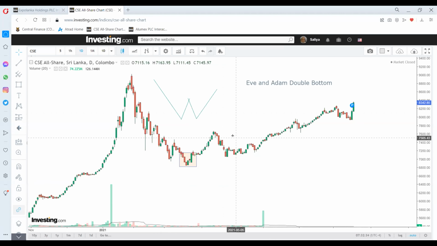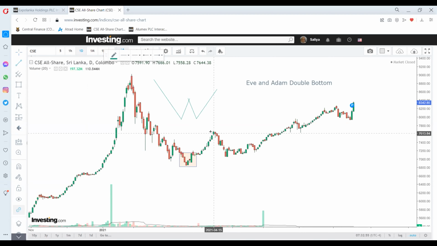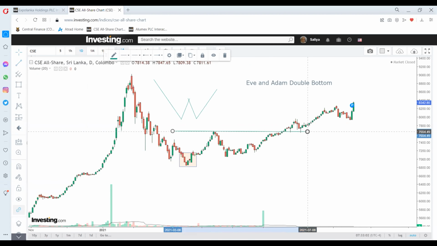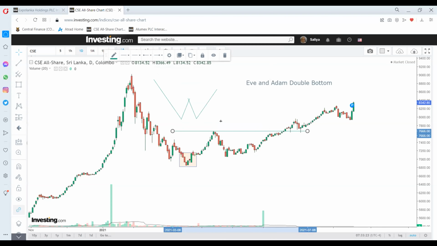The next thing that we look at in the formation is a thing called the neckline. The neckline is here. So normally what we do is we draw a horizontal line on the neckline, like this. The value here is 7666. So at 7666, we will be drawing the neckline. I'm going to show you this, and then let's take some of the other charts, meaning charts of stocks, and see how the double bottom has performed in those.